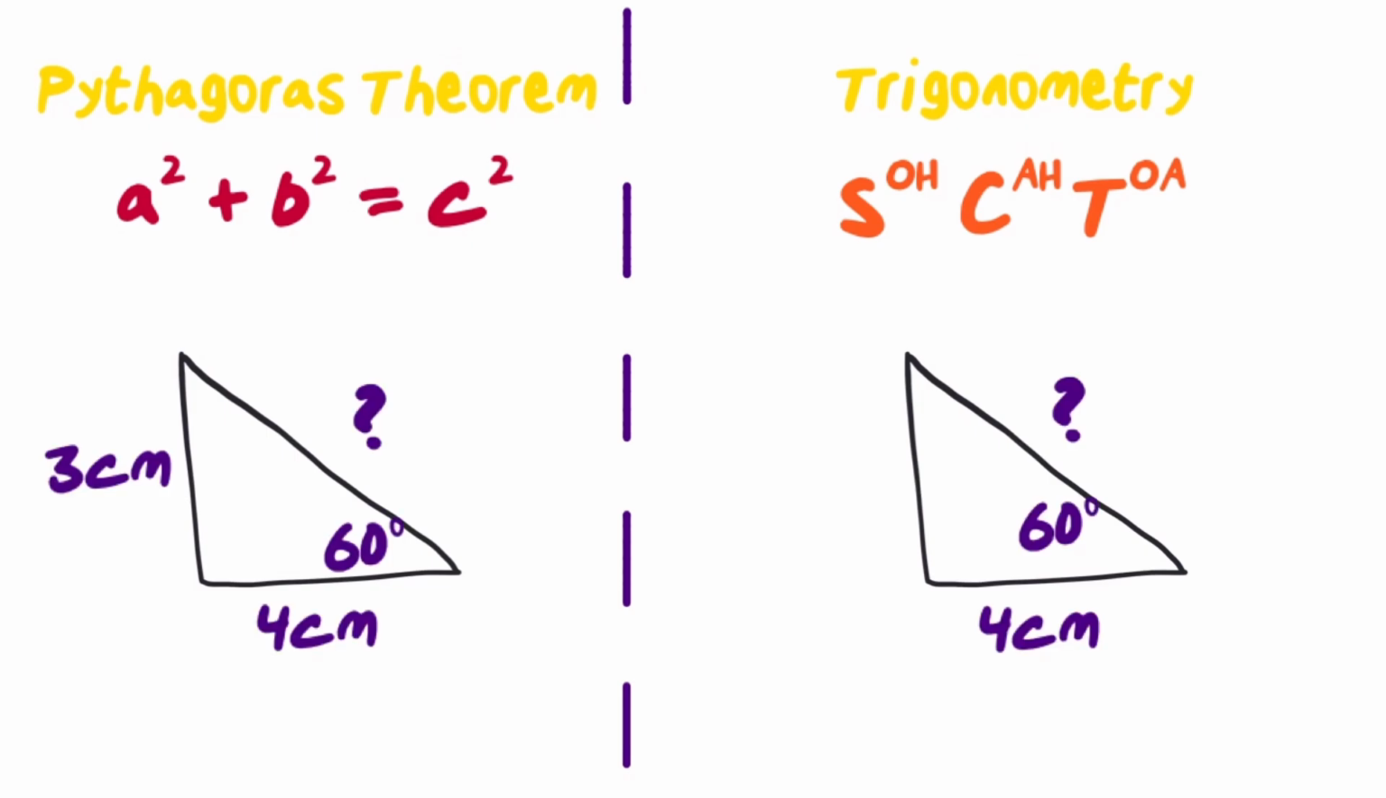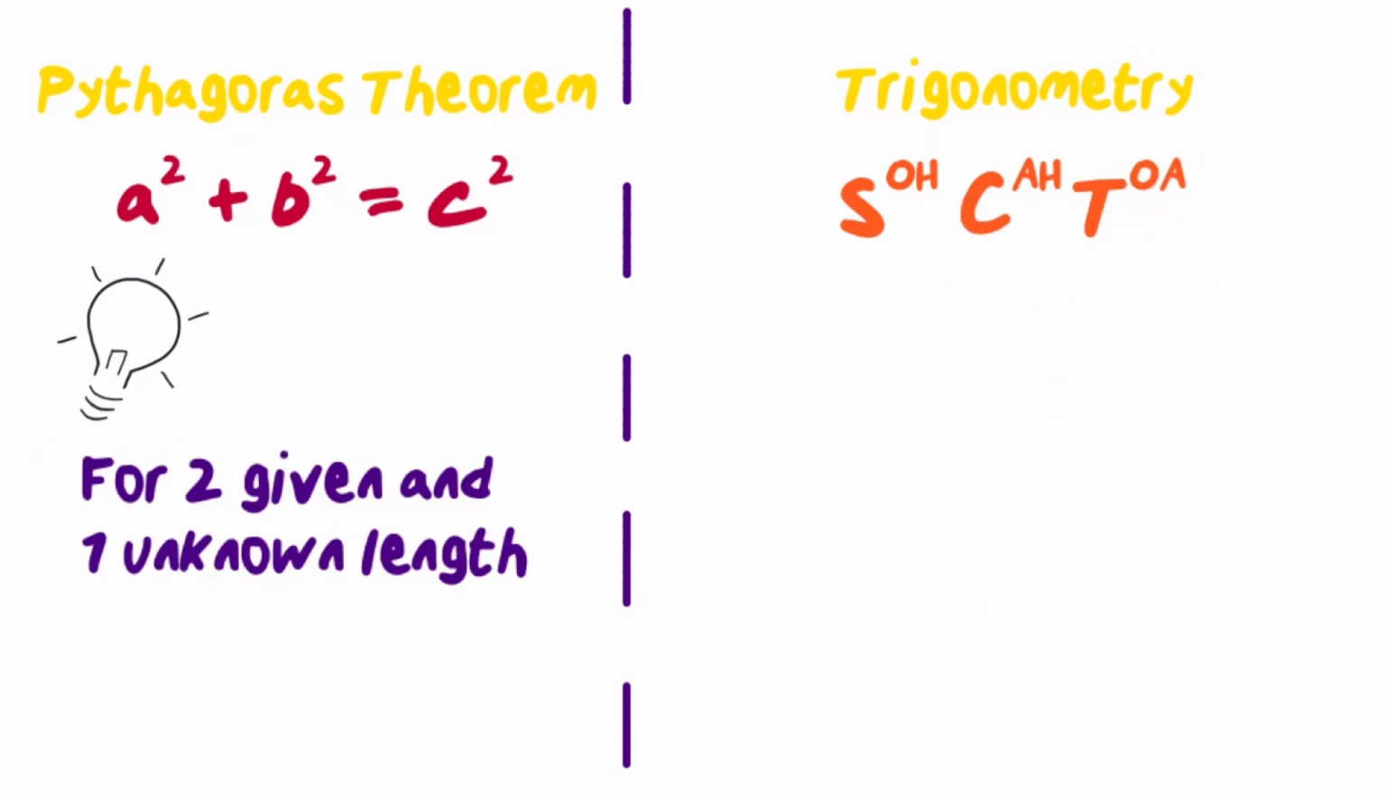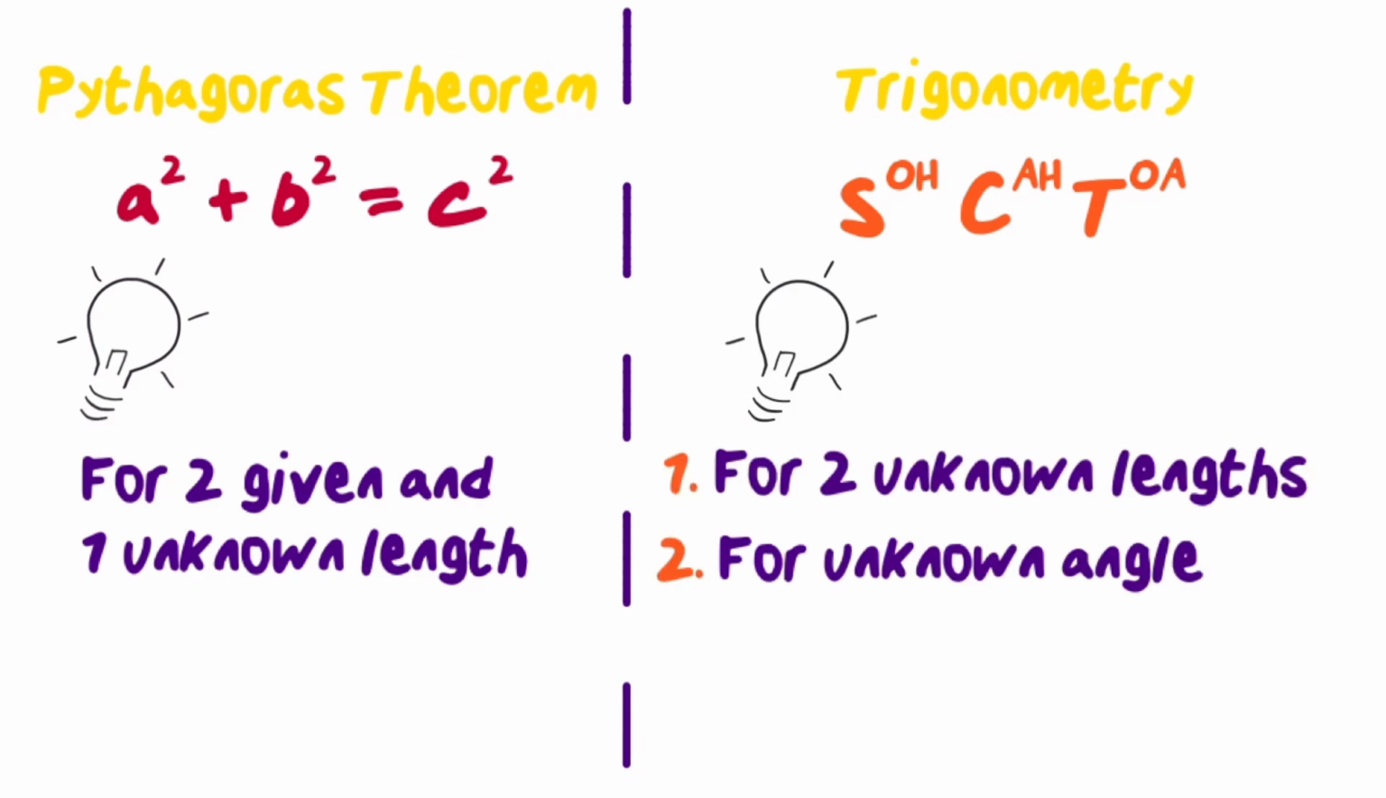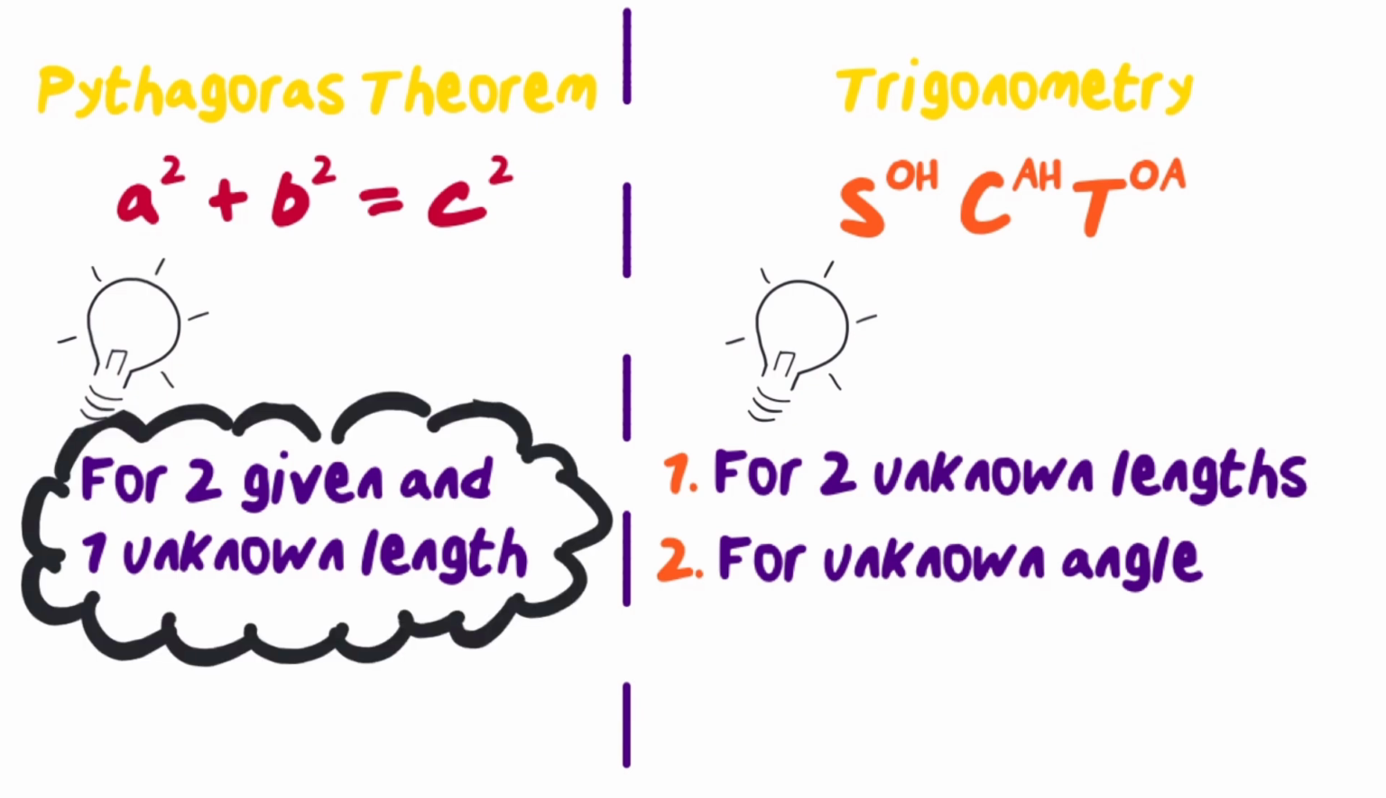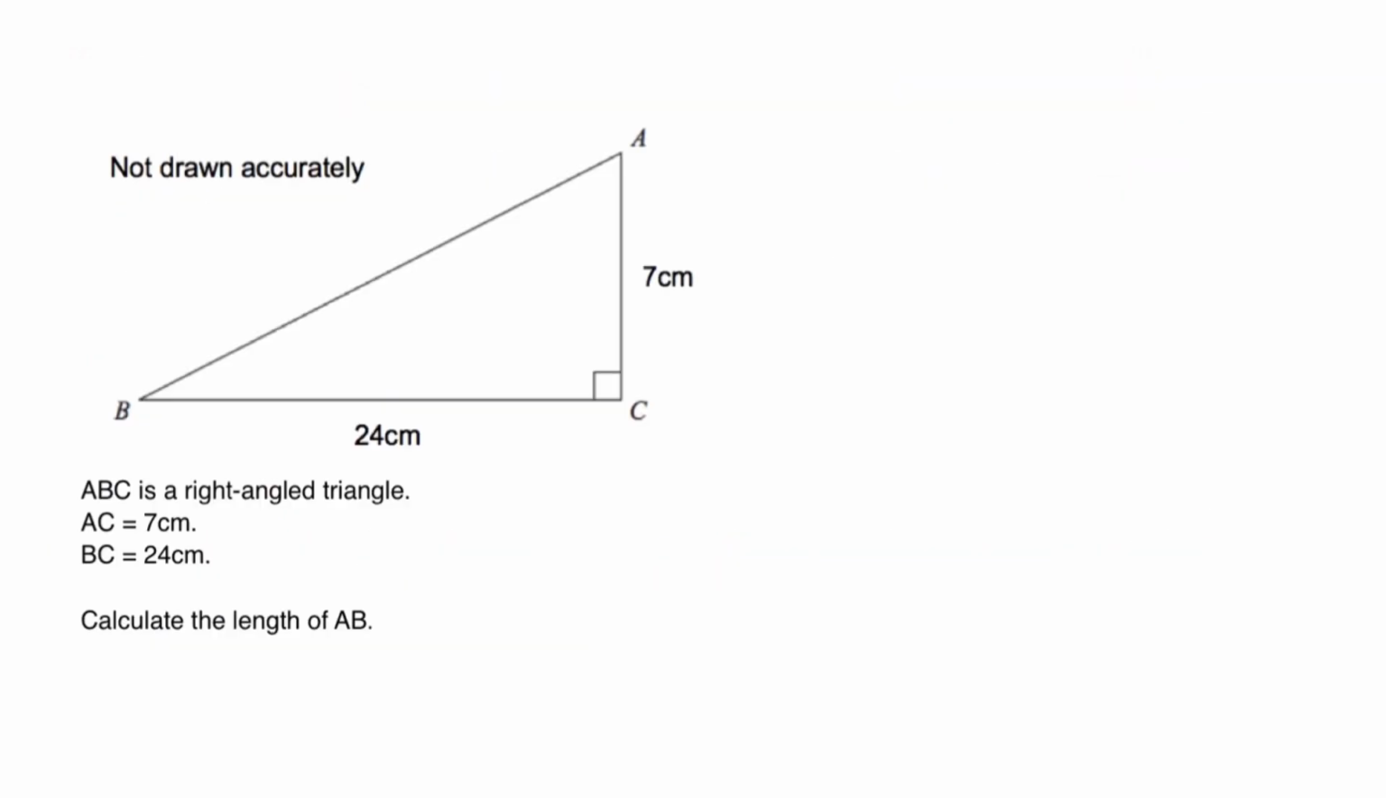So here we got two of the same questions. One of them has two lengths and the other one doesn't. That's the main difference. Pythagoras theorem, you have two given lengths and you have to find the missing one. So if we don't, then we don't use Pythagoras theorem and we use trigonometry. This is the key difference. For Pythagoras theorem, you're given two lengths and one unknown. For trigonometry, you have more than one unknown, and it's also used to calculate an unknown angle. Easiest way to know is, can you use Pythag? If you can't, just use trig.